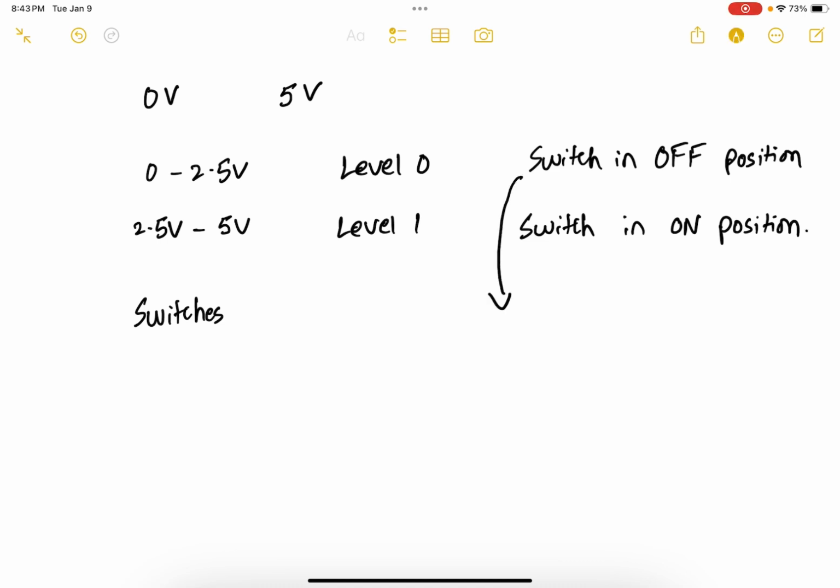So a switch in off position is nothing but a 0, and a switch in on position is nothing but a 1. So this is the 0 and the 1 that you see in computers. That's the binary representation. So a 0 indicates that the switch is off and 1 indicates that the switch is on. So if my switch is off, that means that my voltage is in between 0 and 2.5 volts. And if my switch is on, it means that my voltage is in between 2.5 volts and 5 volts.